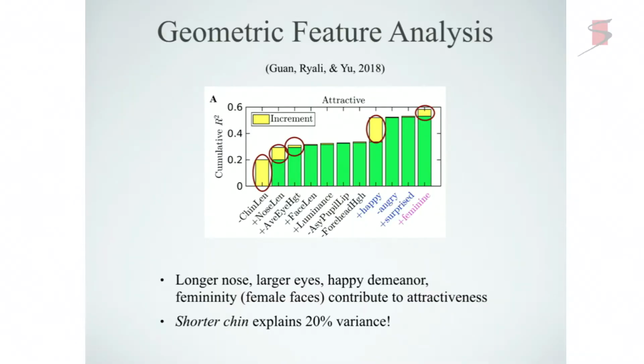But what surprised us really is the shorter chin. I had no idea. Did anyone know? I feel like I should connect up with a plastic surgeon or cosmetic company for funding or something. But shorter chin alone explains 20% variance. Wow, who knew?